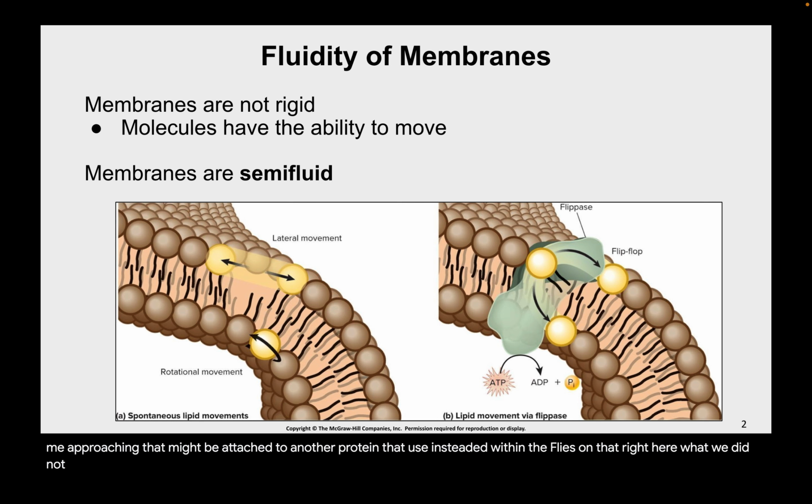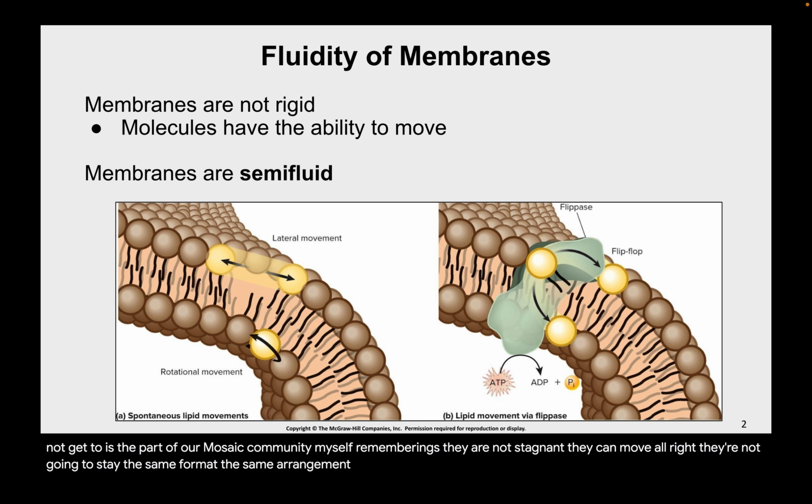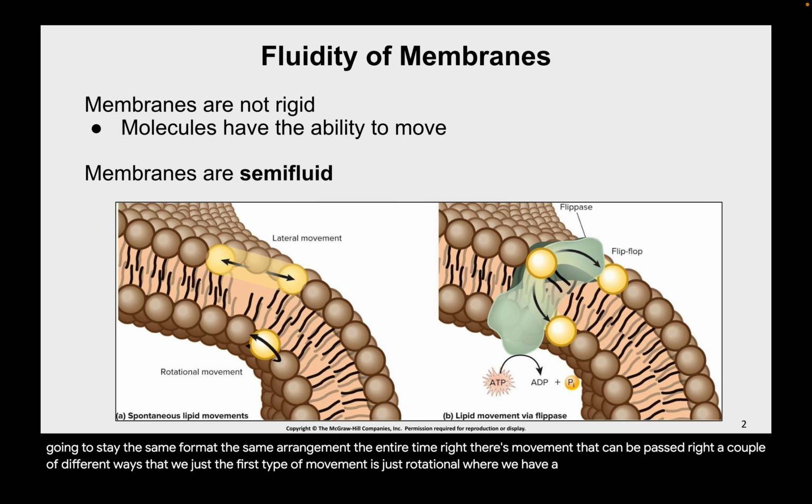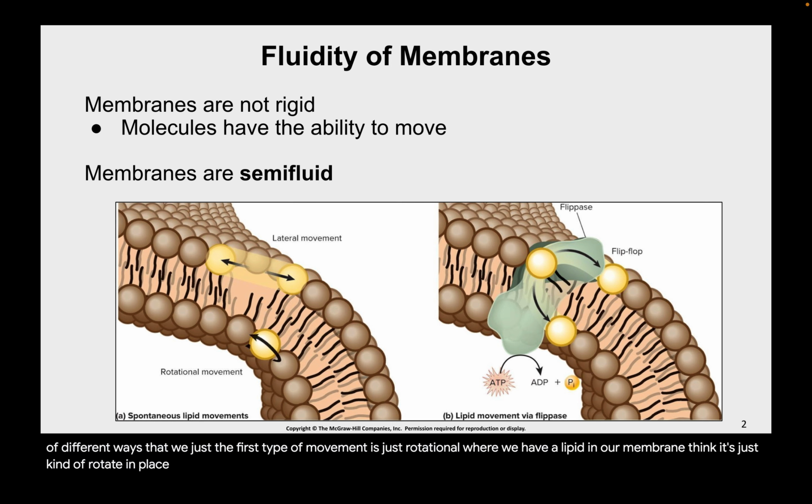What we did not get to is the fluid part of our fluid mosaic model. So, membranes, they are not stagnant. They can move, all right? They're not going to stay the same format, the same arrangement the entire time, right? There's movement that can be had, right? A couple of different ways that movement can occur. The first type of movement is just rotational movement, where if we have a lipid in our membrane, we can just kind of rotate in place. Right, so rotate around. Pretty simple movement.